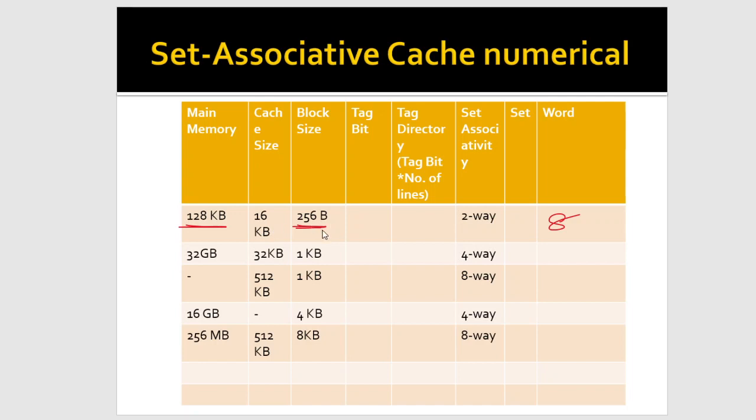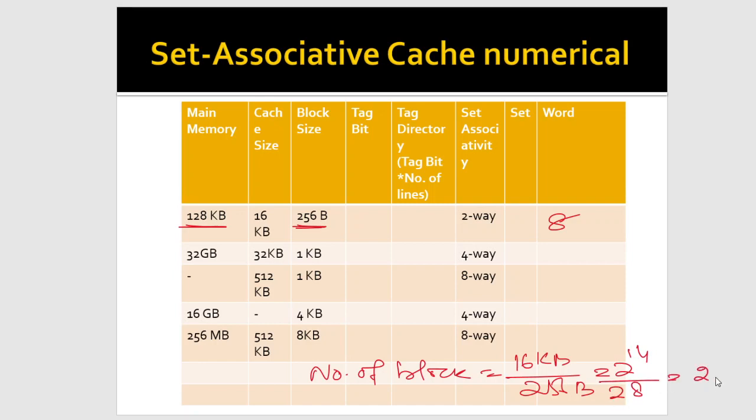Okay. So block size is how much? Number of blocks. Size of the cache is how much? 16 KB by block size, 256 bytes. It will be 2 to the 14 by 2 to the 8, which is 2 to the 6. This is the number of blocks, meaning 64 blocks.